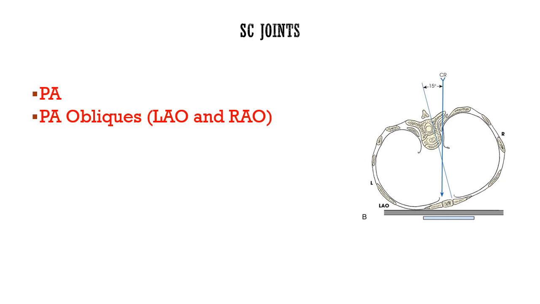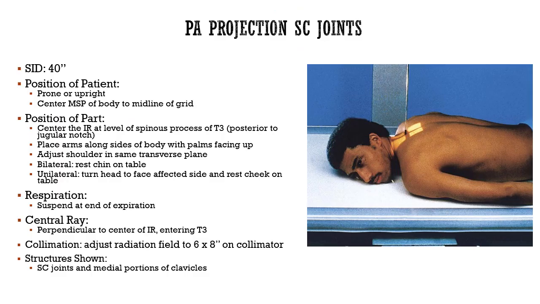The last example we're going to be looking at are SC joints. SC joints include a PA projection and PA oblique projections, which are LAO and an RAO. For the SC joints, we're going to perform them at 40-inch distance. We're going to perform them with either prone or upright. We want to center the mid-sagittal plane of the body to the midline of the grid, and we want to center the image receptor to the level of the spinous process of T3. So we're going to be posterior to the jugular notch.